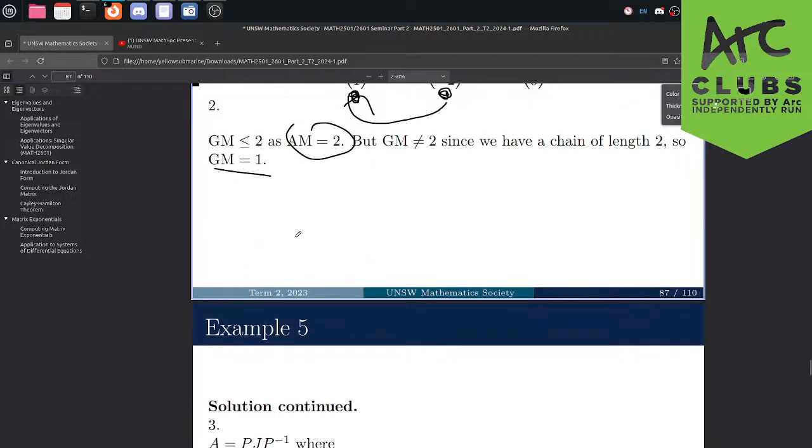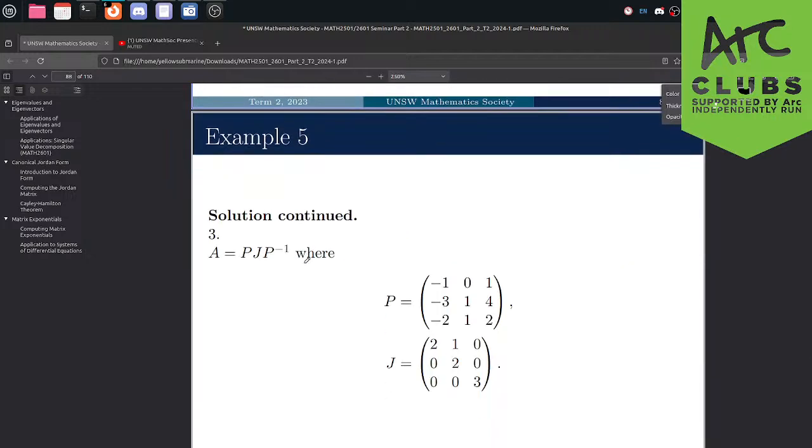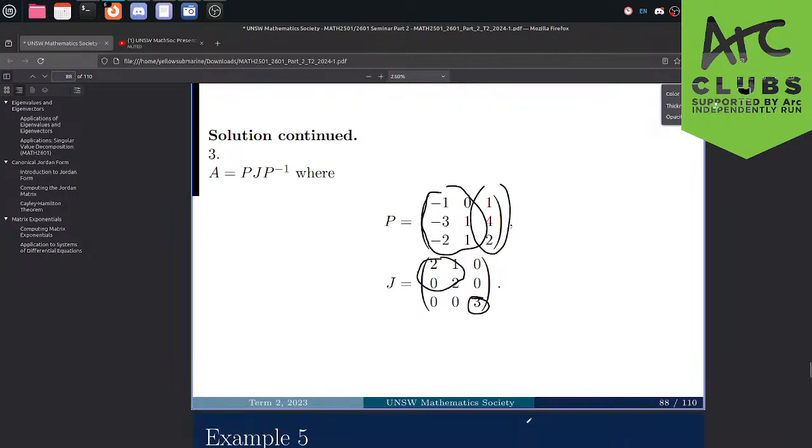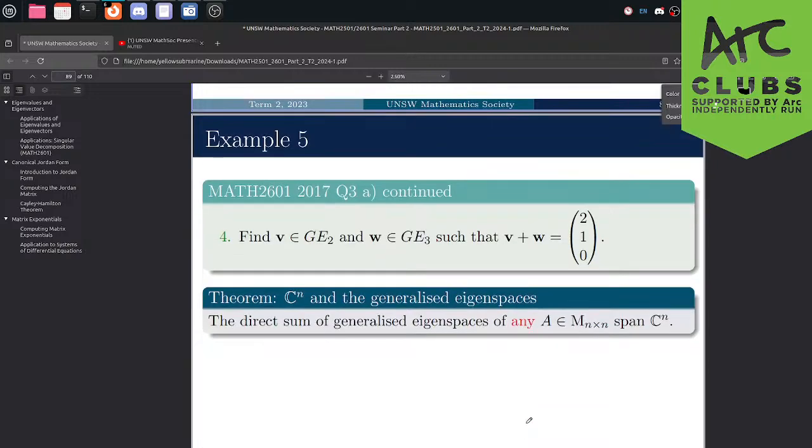So we get GM of this is equal to 1, and we want to write the matrix P and J. So J here corresponds to the Jordan chain of length 2 for the eigenvalue 2. Notice that it's in backwards order, so it was 0, 1, 1, goes to -1, -3, -2. This is that Jordan block here, the eigenvalue with the superdiagonal, and we have another Jordan chain of length 1, which is just a single vector. That just corresponds to this 3 Jordan block of length 1.